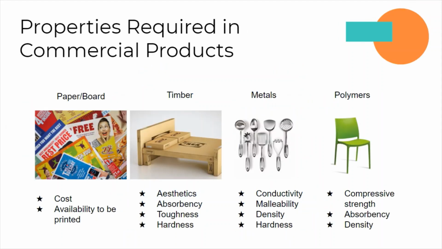Properties required in commercial products. The table illustrates some of the important properties that may be considered when selecting the material to manufacture the listed commercial products. Paper and board: cost, availability to be printed. Timber-based products: aesthetics, absorbency, toughness, and hardness. Metals and alloys: thermal conductivity, malleability, density, and hardness. Polymers: compressive strength, absorbency, and density.